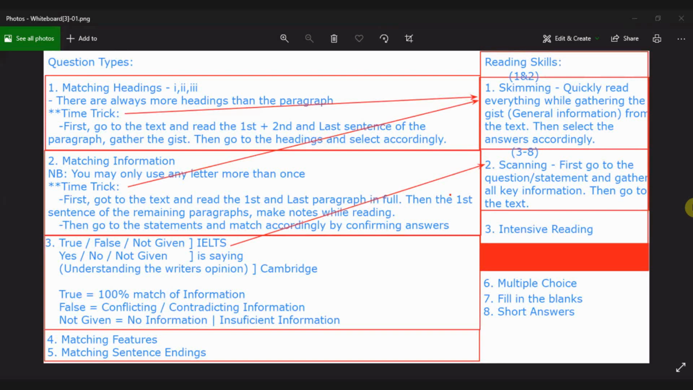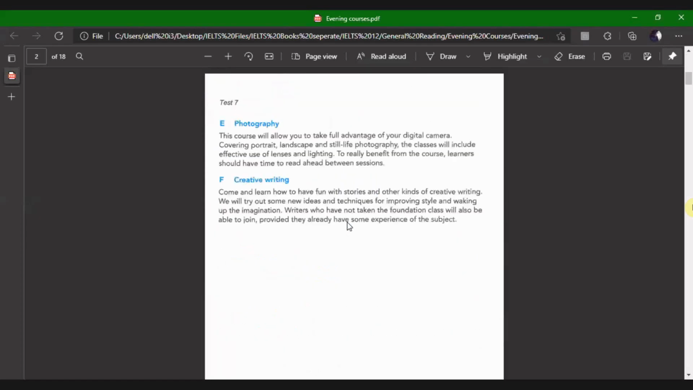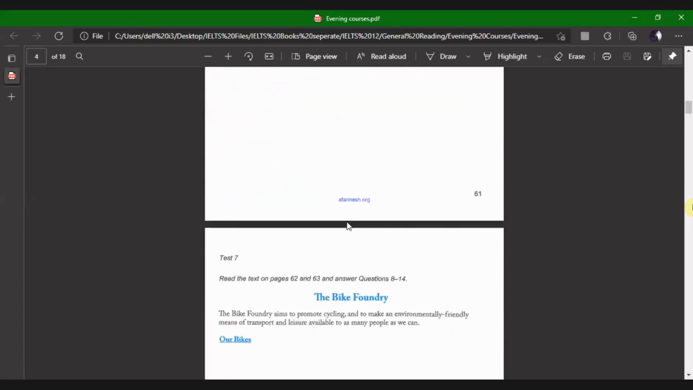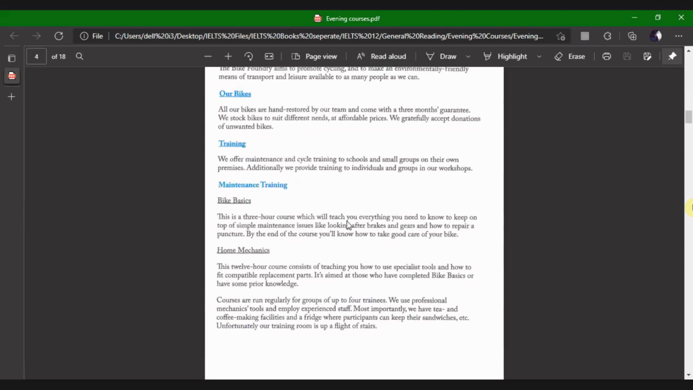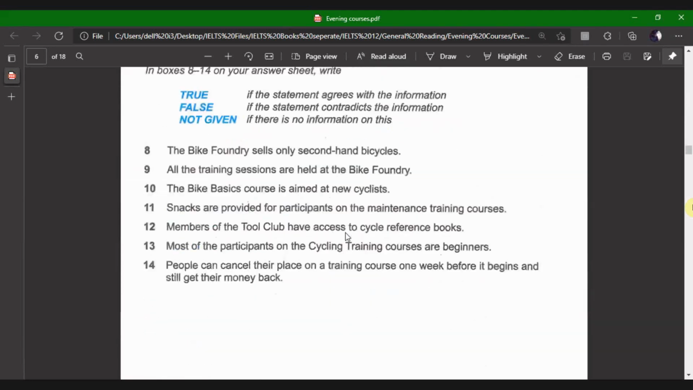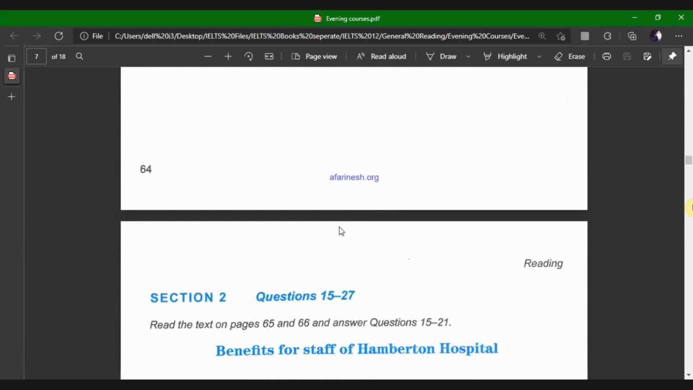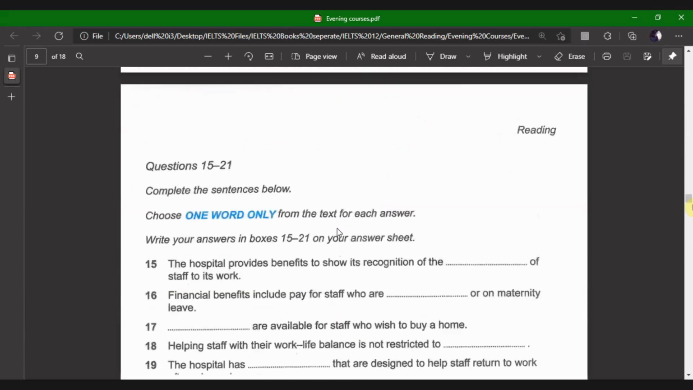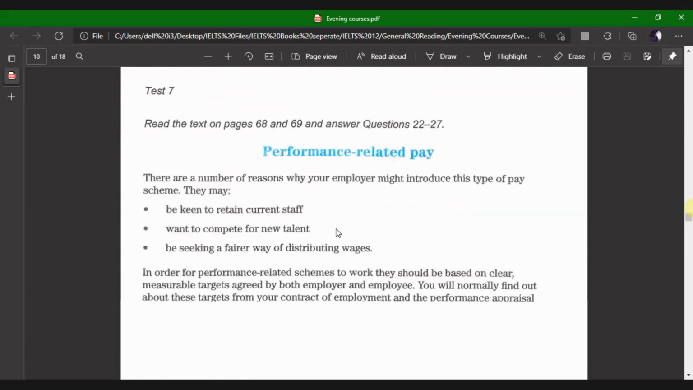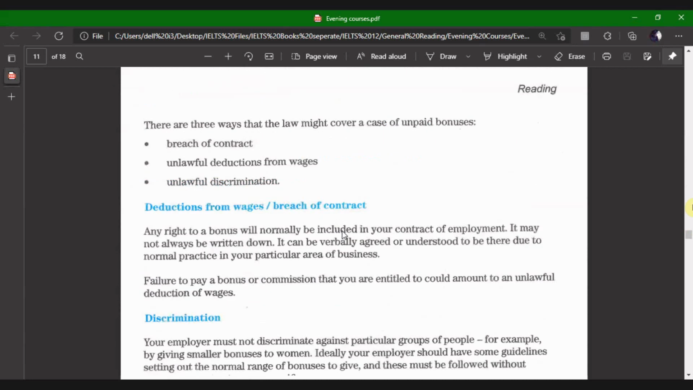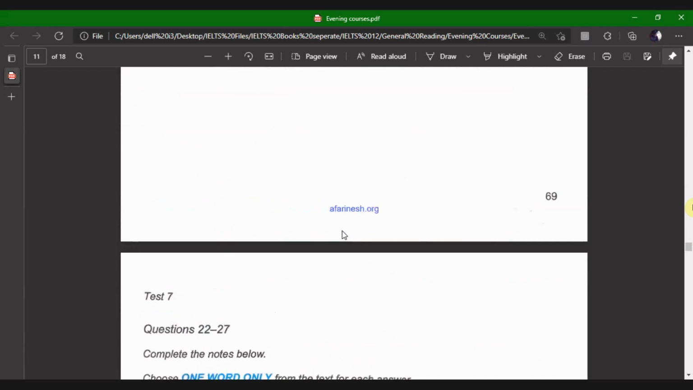Okay, so this time we'll be discussing the first question type. One of the most difficult question types to deal with in your actual exam would be number one. So, what do I mean by number one? Number one is matching headings. Hold on, let me check. I think we have matching headings here, evening courses. I think it's in section three. We're going to take a look at questions 28 to 34.